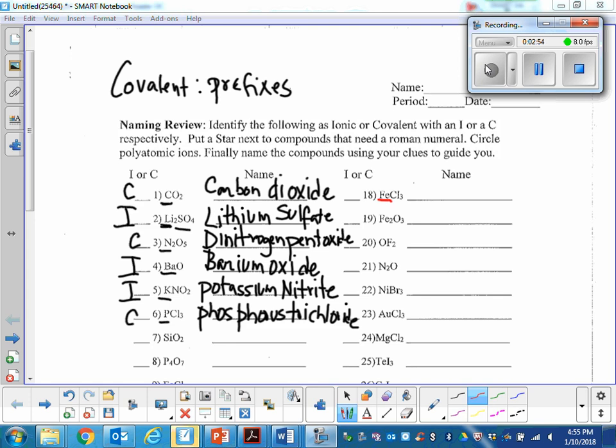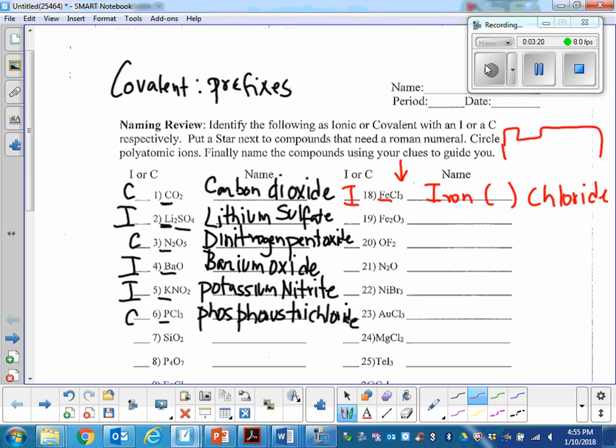Now, iron is a transition metal. It needs a Roman numeral, and it's an ionic compound. So iron, you need a Roman numeral. It's going to be chloride as the ending. Now, how will you know what the Roman numeral is for iron? You're supposed to look at chlorine. Chlorine, you have to know its charge pattern. You always have to know the charge pattern off of the periodic table.